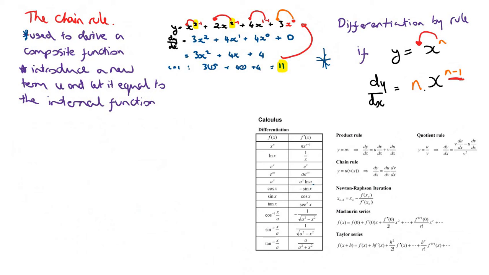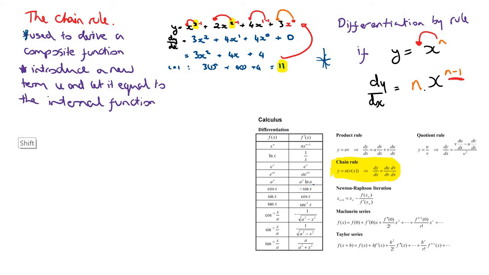Okay, so with the chain rule, we use it to derive a composite function, which is a function within a function, and we introduce a new term u and let it equal the internal function. So this is it here, and it's probably easier to remember what to do without thinking of the u's and the v's and things like that that are written in the tables book. I'm going to talk through it by using an example.